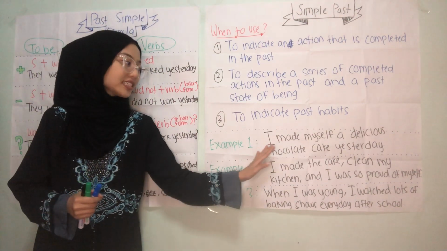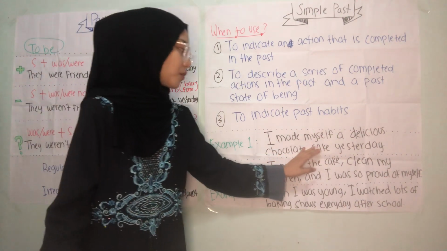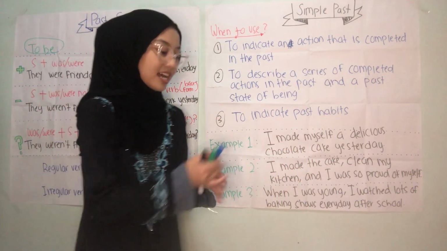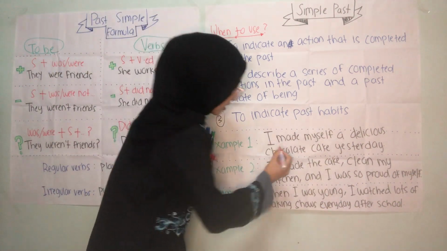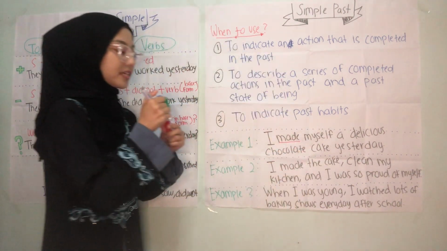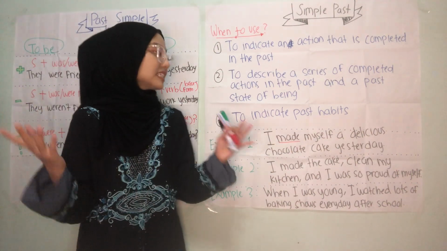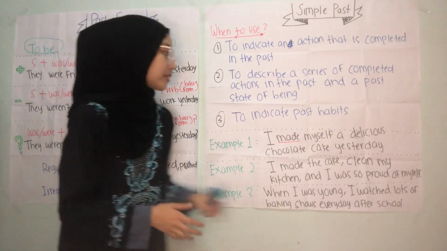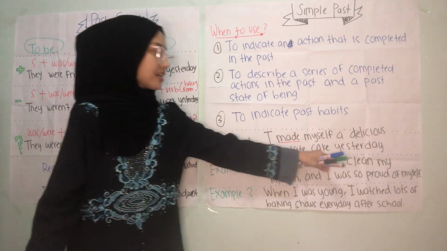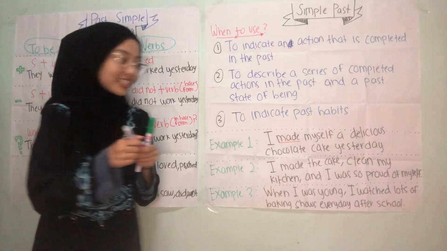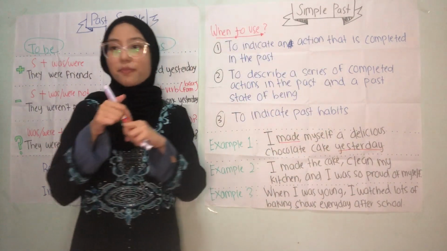Based on this sentence, can you tell me which one is the verb? Correct. The verb here is made. Now, how about the time? When did it happen? Yesterday. Correct. It happened yesterday, at a specific time in the past.